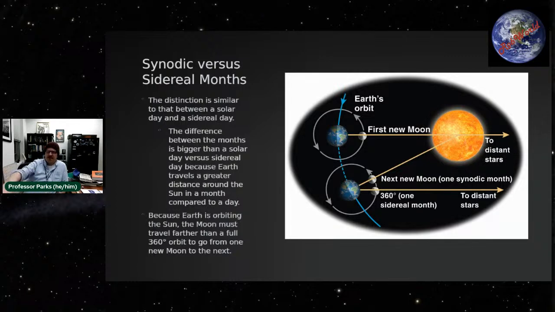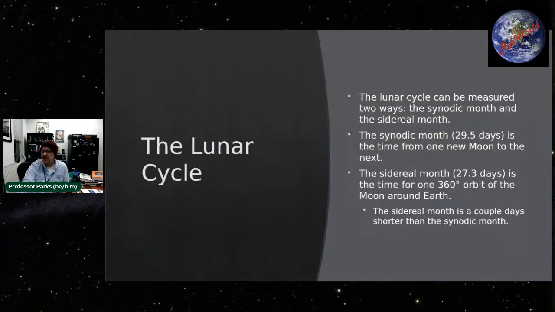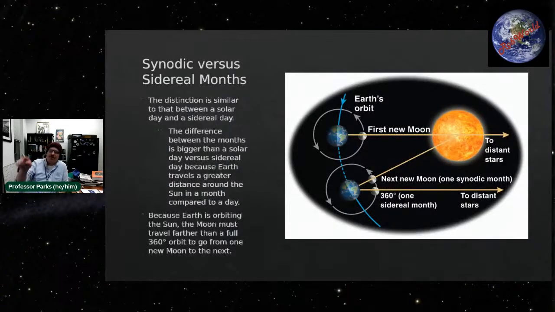Now it takes the moon only 27.3 days to make that one loop around the Earth, to actually complete one circuit around the Earth. And that is what we refer to as the sidereal month, or the period of time it takes the moon to essentially go from Earth, Moon, distant stars, all the way around, and then have Earth, Moon, distant stars again.